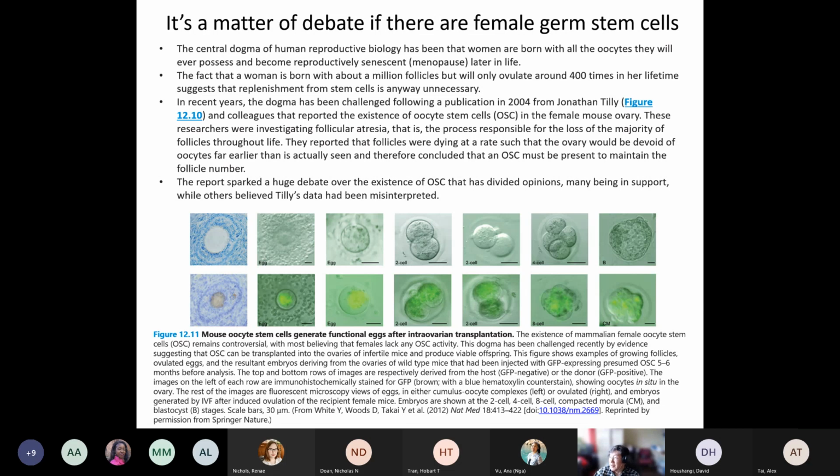Therefore, they feel that if you don't have stem cells, the follicles will get lost very, very rapidly. So not 30 or 35 years, like for most women. It will take a few years and then all the follicles are gone. Therefore, there must be a stem cell population there to replace the lost follicles. That's their opinion. And then they showed some evidence.